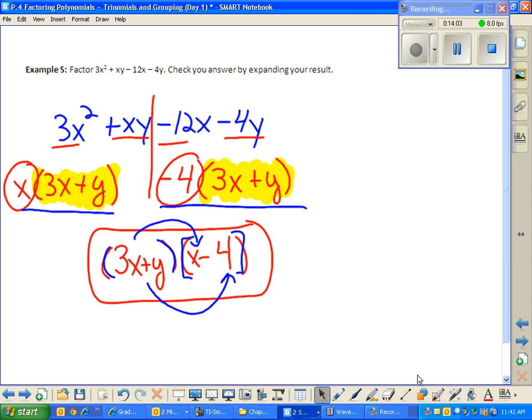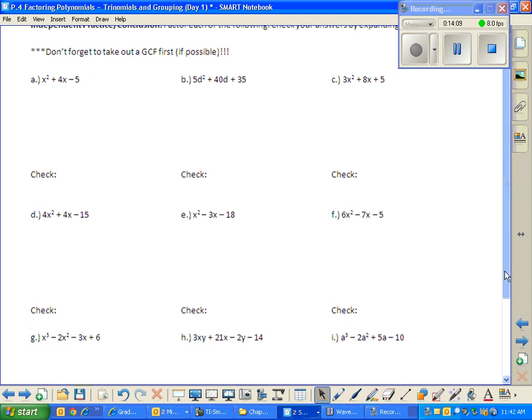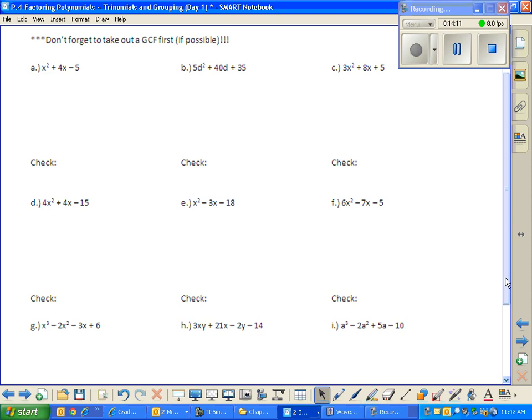Alrighty, so you get to try a nice set of independent practice there. I'd like you to spend some time taking a look at that. Don't forget, when it does say check, you should check it with some FOIL. After we're done with this practice, I'll go ahead and show you some answers. And then I'll field a couple of questions from last night's homework.